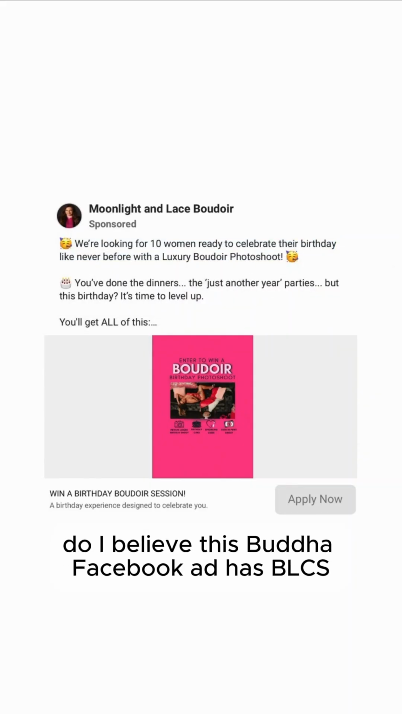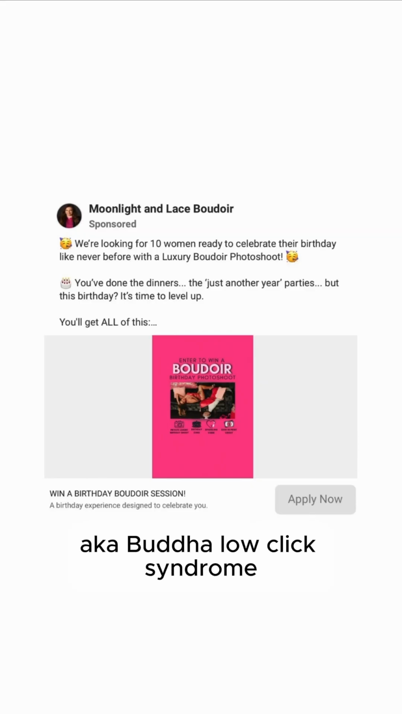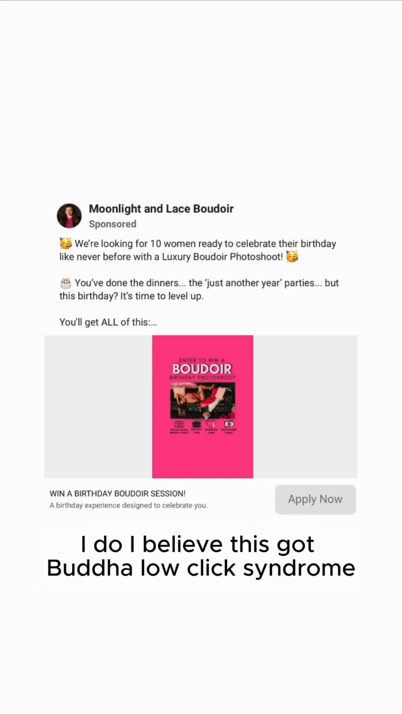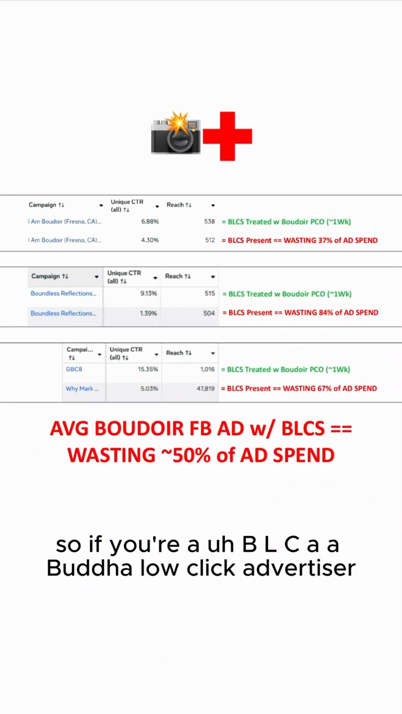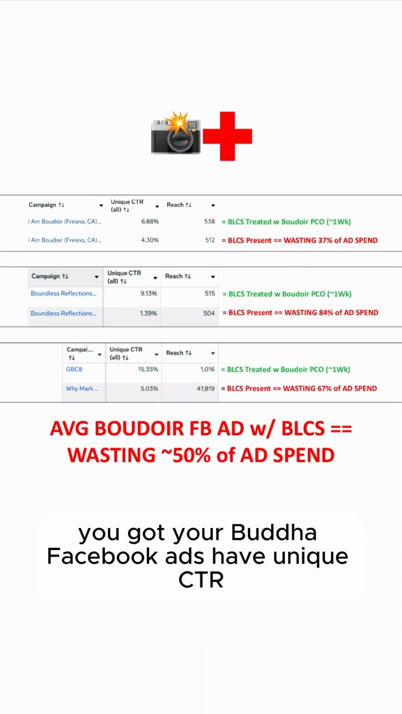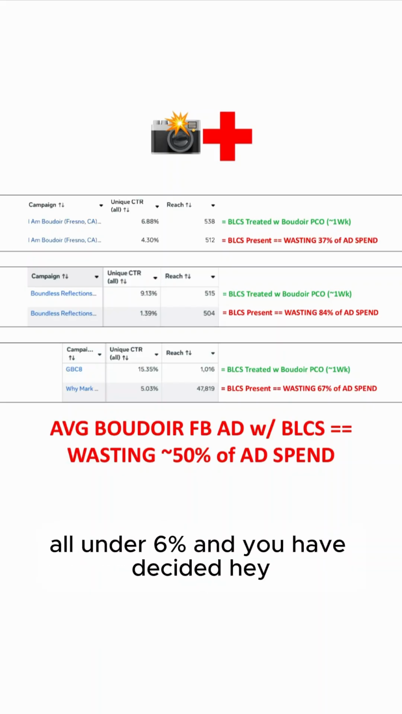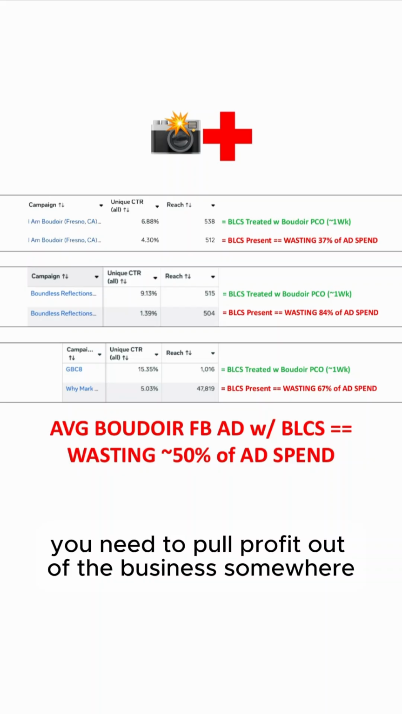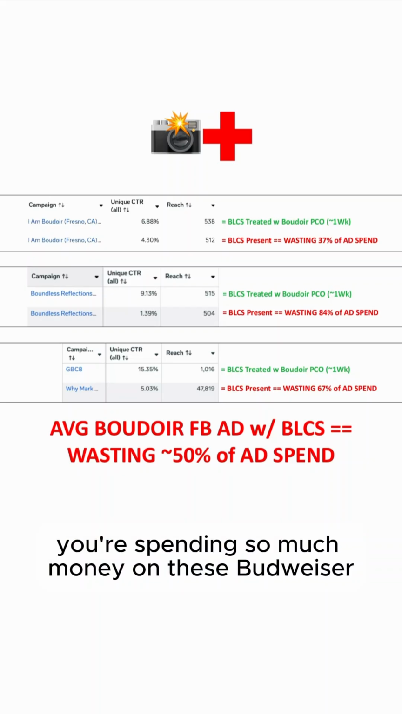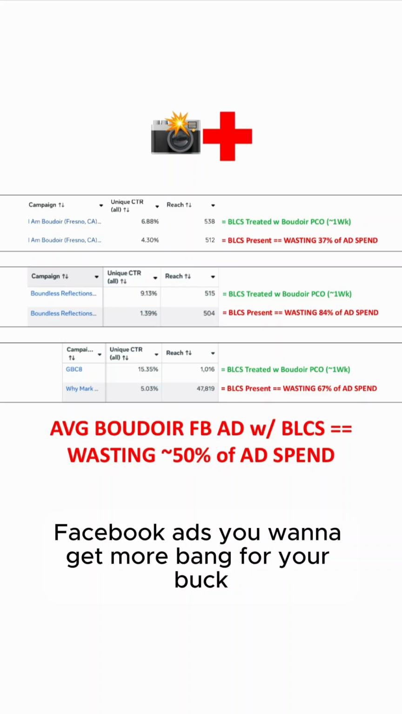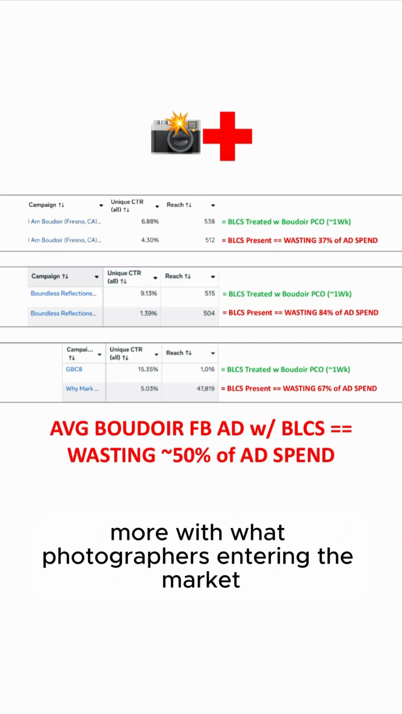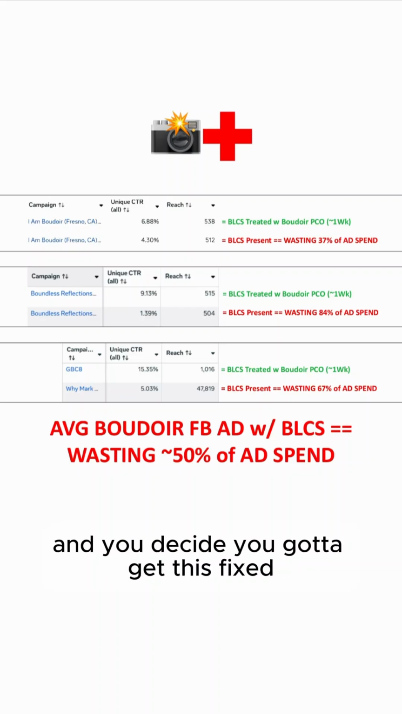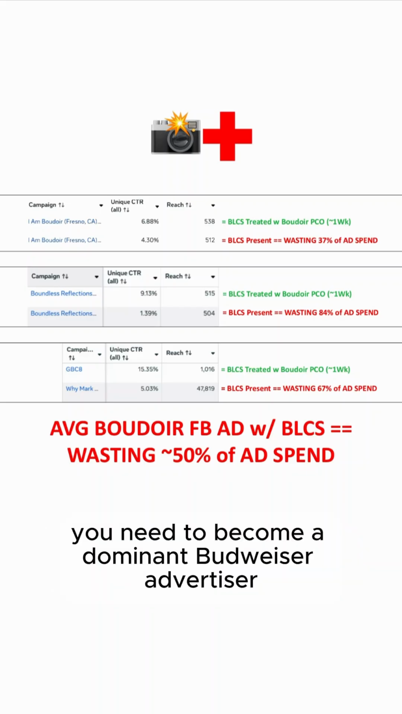So after looking at all this, do I believe this Boudoir Facebook ad has BLCS, aka Boudoir low click syndrome? Yes, I do. I believe this has got Boudoir low click syndrome. So unique CTR all under 6% written all over it. So if you're a BLCA, a Boudoir low click advertiser, and your Boudoir Facebook ads have unique CTR all under 6%, and you decide you need to pull profit out of the business somewhere. Got to be more efficient, optimize more. You're spending so much money on these Boudoir Facebook ads. You want to get more bang for your buck. There's more inflation happening every year in real life, more boudoir photographers entering the market, and you're looking for ways to stay competitive. And you decide you gotta get this fixed. You need to become a dominant boudoir advertiser.